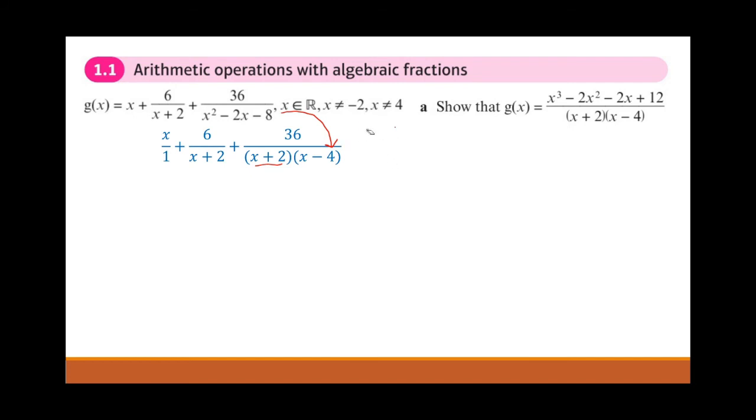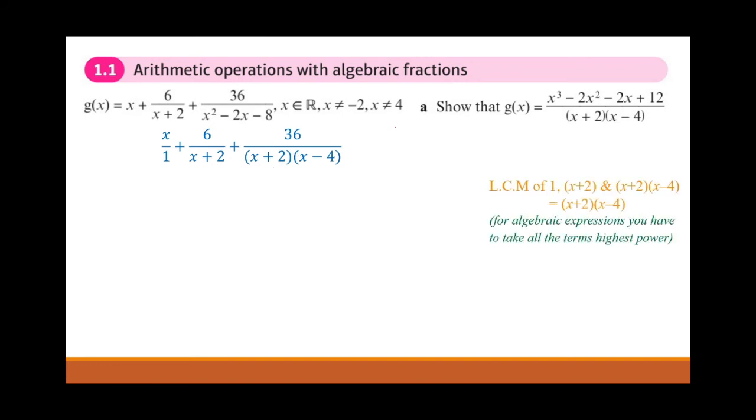So once you're done factorizing, making sure that all the denominators are completely factorized, we can go to find the LCM. And we're finding the LCM of all the three denominators together. Alright, so we have 1, x plus 2, and x plus 2, x minus 4. So using the rule, all the terms and highest power gives us the LCM, x plus 2 and x minus 4. That 1 will be there, but you don't need to write it, but you just need to know that it's there.